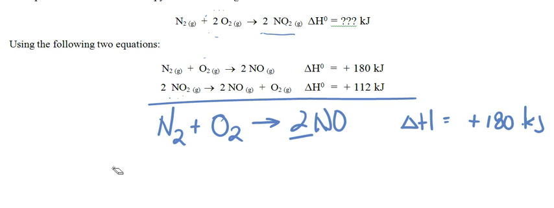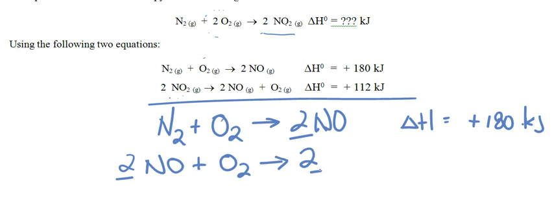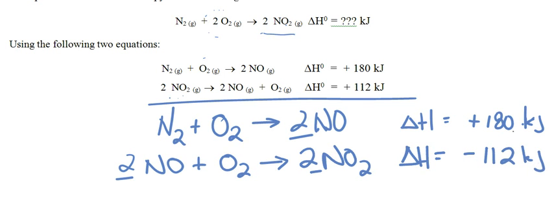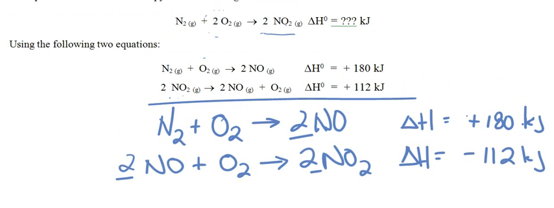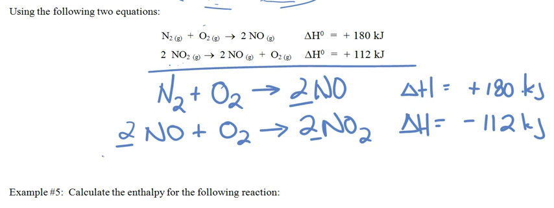So I'll have, let's go back to our pen, 2 NO plus oxygen, which yields 2 NO2. So that means my delta H will have a value of negative 112 kilojoules. Scoot that on down. Okay, so I have what I'm looking for, and again, I'm trying to get back to this final balanced equation here. So now we have things where we want them.